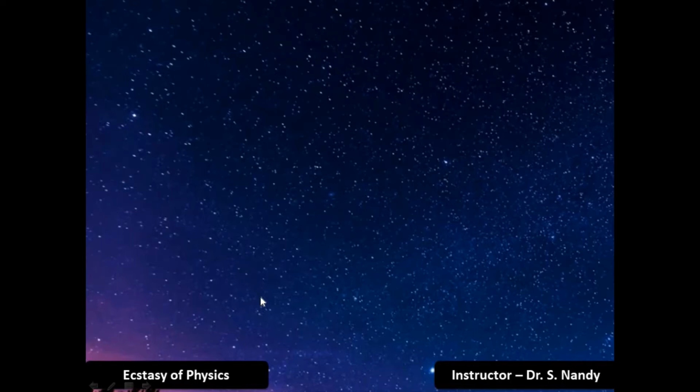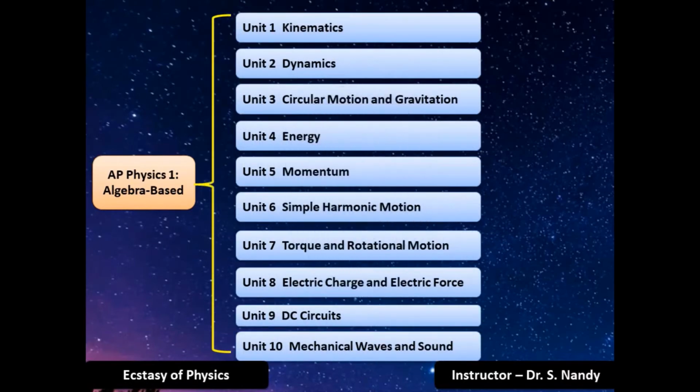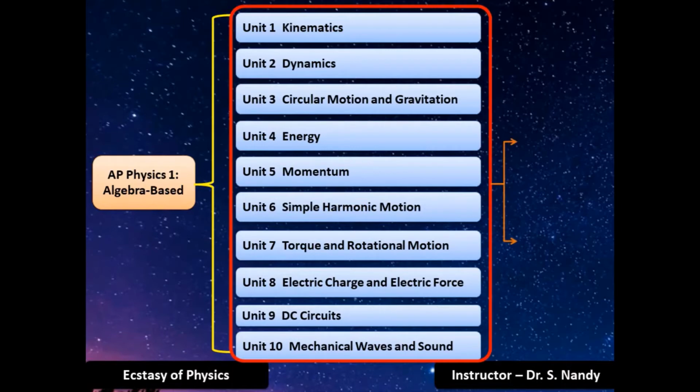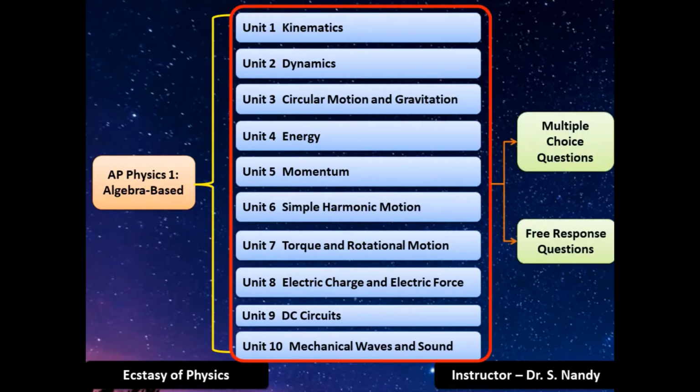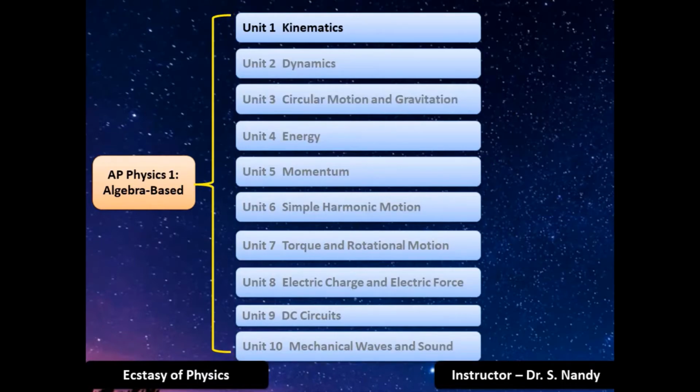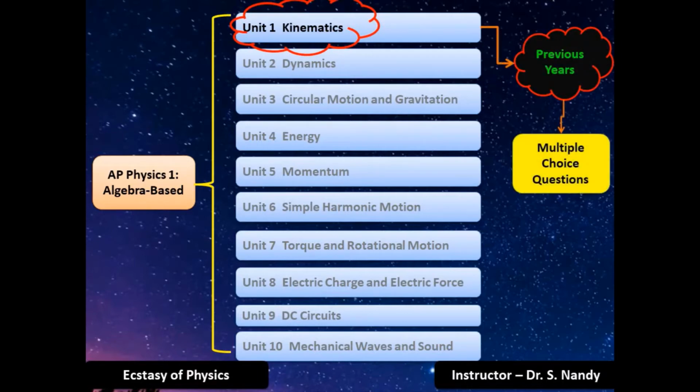In this video, I'm going to talk about the content related to AP Physics 1, which is algebra based. Under AP Physics 1, we have 10 units, and there are two sections in the question paper. One is the multiple choice section, and the other is the free response question section. Mostly in this video we are going to talk about kinematics and the multiple choice questions we have got in the past papers, which we are going to cover in this video.